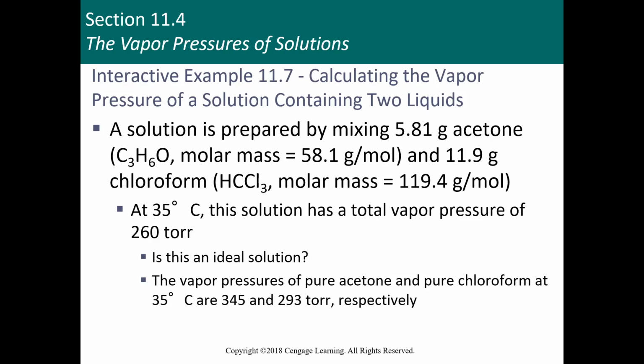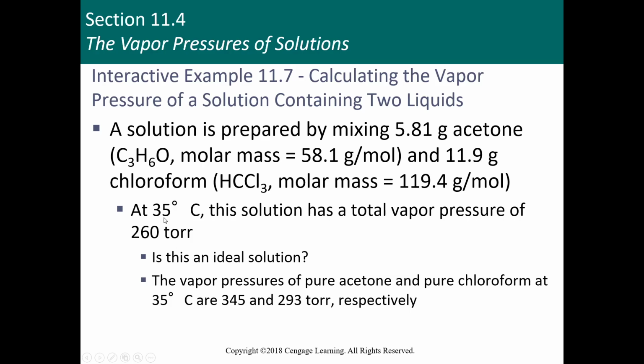So a solution is prepared by mixing 5.81 grams of acetone, which is right here, there's its molar mass, and 11.9 grams of chloroform, which is right here, and this is the molar mass. At 35 degrees Celsius, the solution has a total vapor pressure of 260 torr. So first off, would this be an ideal solution? And the vapor pressures of pure acetone and pure chloroform are 345 and 293 torr, respectively.